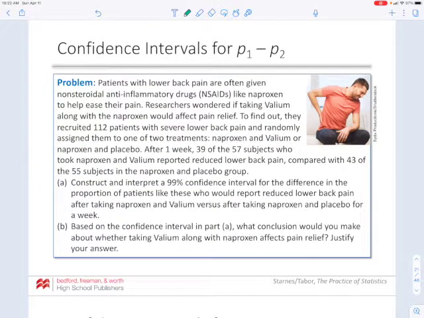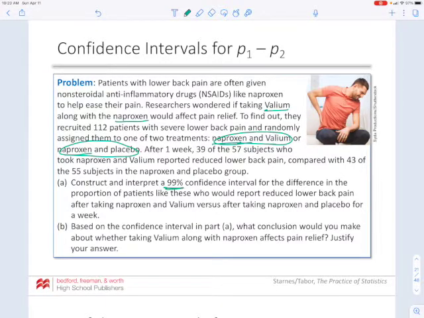Patients with lower back pain are often given non-steroidal anti-inflammatory drugs, like naproxen, to help ease their pain. Researchers wondered if taking Valium along with the naproxen would affect pain relief. To find out, they recruited 112 patients with severe lower back pain and randomly assigned them to one of two treatments, naproxen and Valium, or naproxen and placebo. After 1 week, 39 of the 57 subjects who took naproxen and Valium reported reduced lower back pain, compared with 43 of 55 subjects in the naproxen and placebo group.